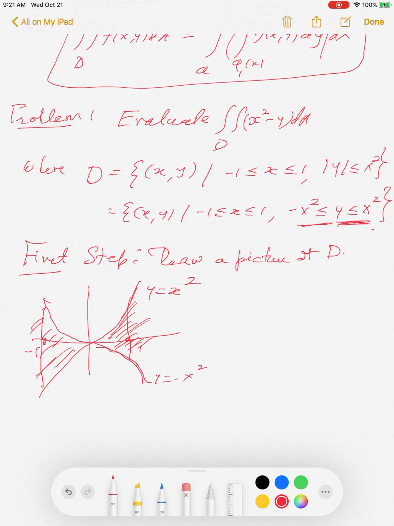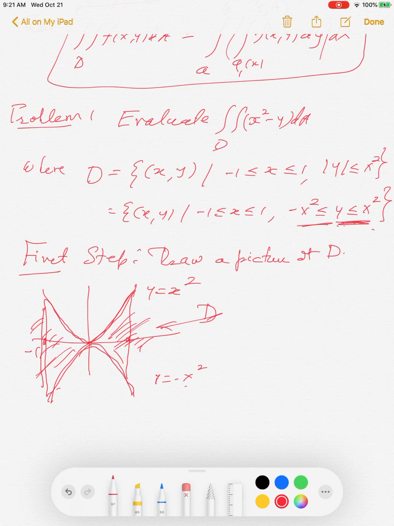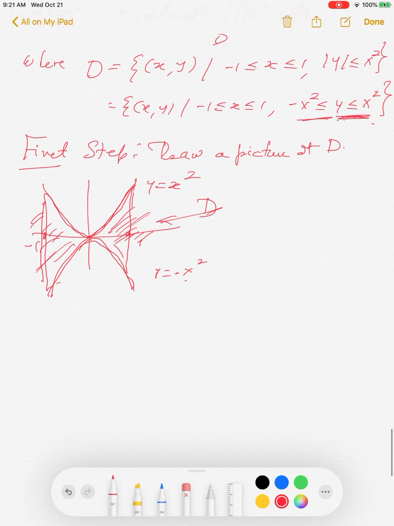So this is the picture of D. My picture is not so nice, but still. I have a parabola here. I have another parabola here. And I take these two vertical lines. So that's going to be my D. So you see that D is like the one that we saw above. It is bounded above by this curve y equal to x square, bounded below by the curve y equal to minus x square, and on the sides by the vertical lines x equal to -1, x equal to 1.